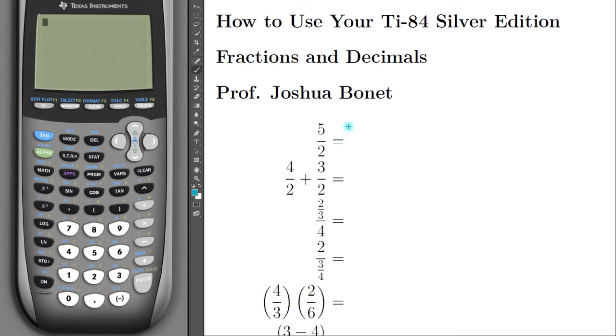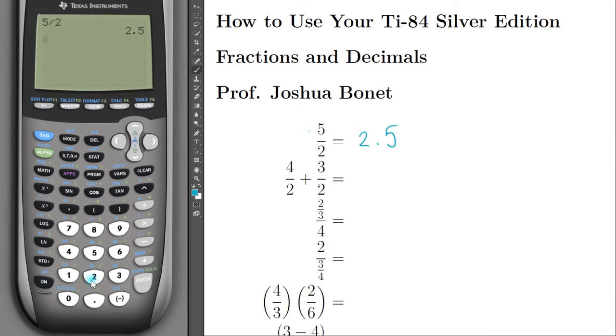Okay, so for example, 5 divided by 2. Well, 5 divided by 2, if I plug it into my calculator, I press the 5 button, the division sign, and the 2. And I press enter to get 2.5. So 5 divided by 2 is 2.5.